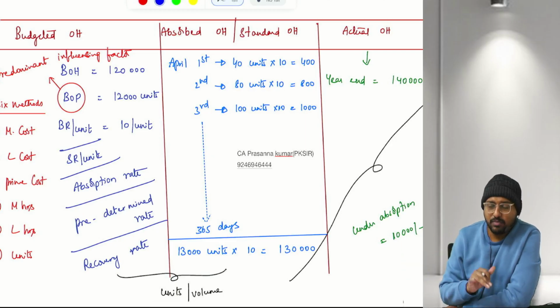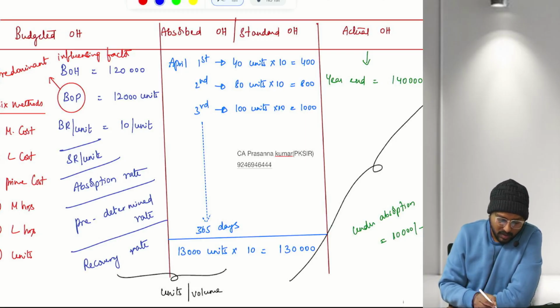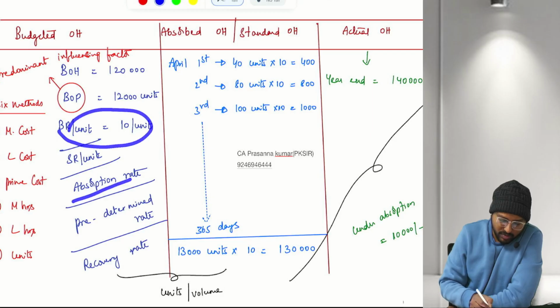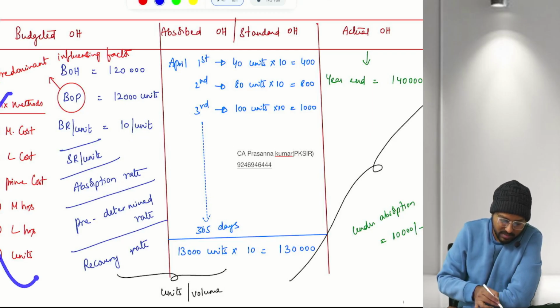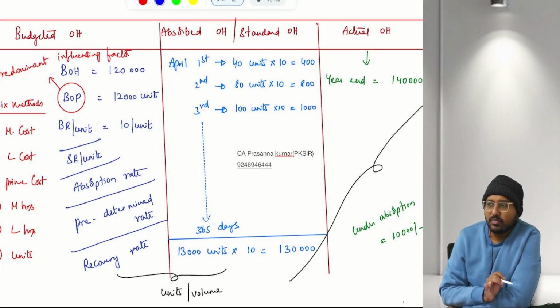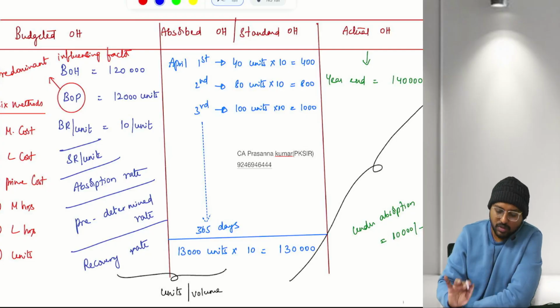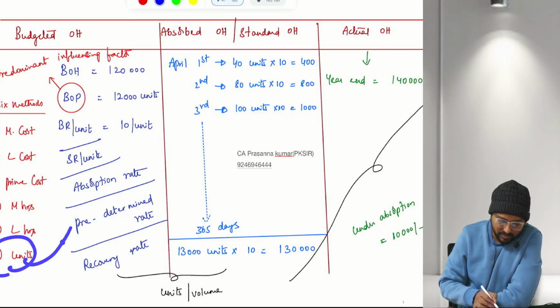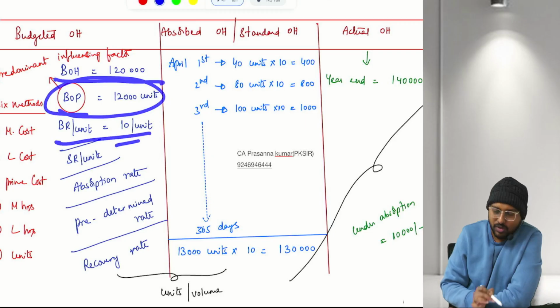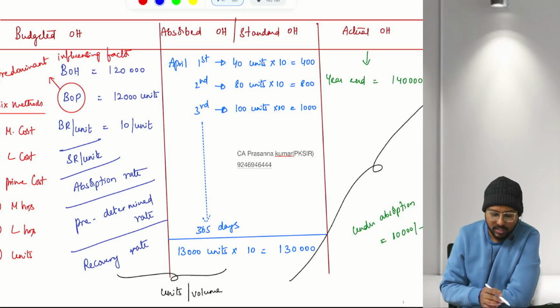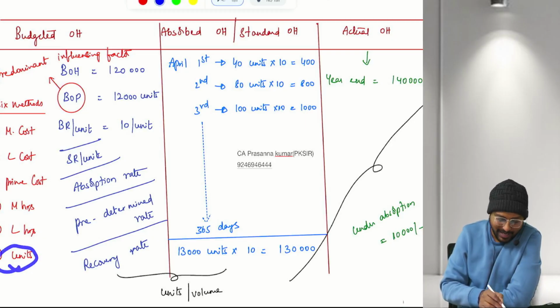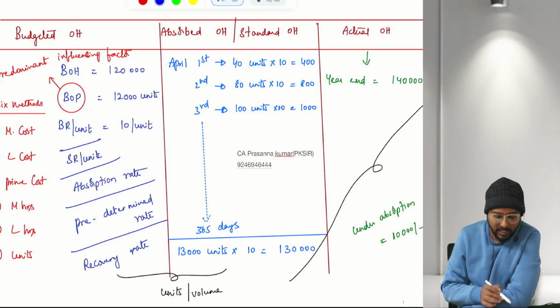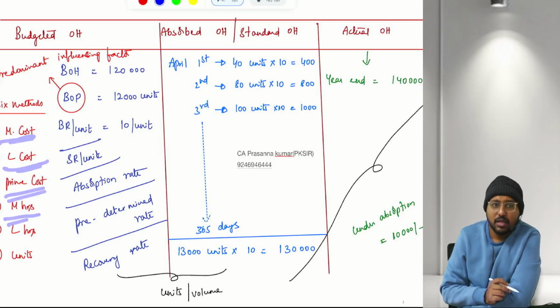And now comes the most important part. Now listen carefully. This is important for solving sums, which we are going to do right now. To find out this absorption rate, we have 6 different methods, which I've already discussed. To explain the concept, I've chosen one method, that is the units method. Therefore, I've divided the overheads by units and I've got the rate per unit. Instead of units, it can be anything else as well. It can be labor hours, machine hours, prime cost, labor cost, or material cost.